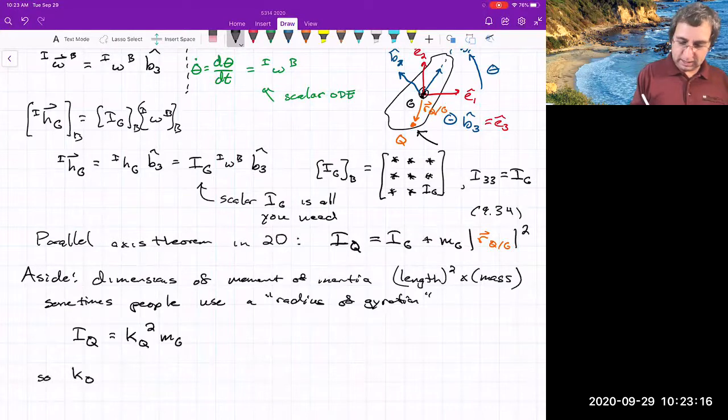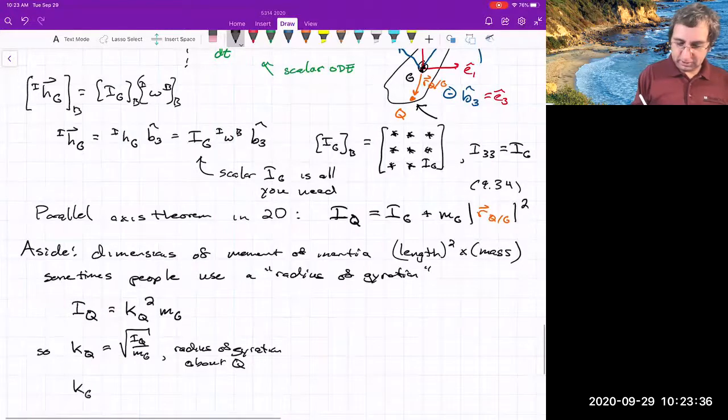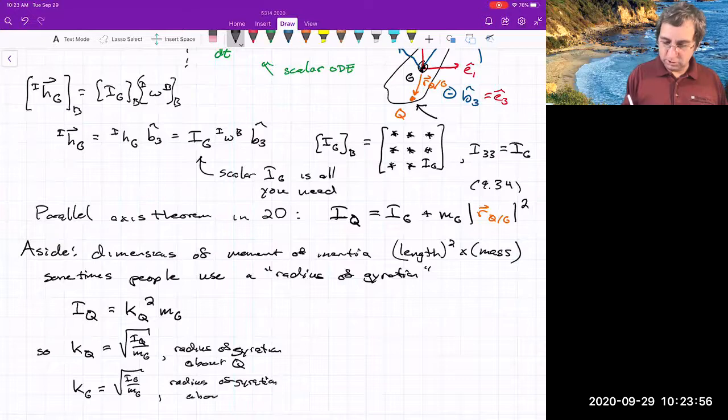So K_Q is the square root of I_Q over mg, the radius of gyration about Q. And of course, if you have as your reference point the center of mass, then it's I_G over mg. You take the square root of that. This is going to be some length. So this would be the radius of gyration about G.